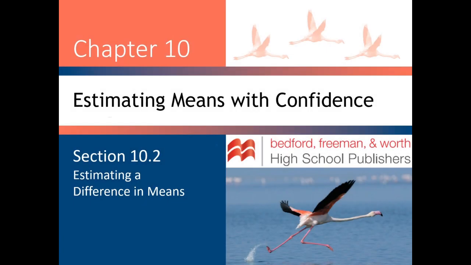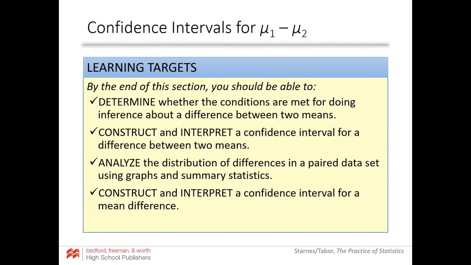We're going to go ahead and end out chapter 10, which is estimating means with confidence. And we're going to look at those difference in means. So again, we're following the same stuff we've been doing with confidence intervals and all that with proportions, but now we're just doing it with means. So we're going to determine whether we have those three conditions that are met.